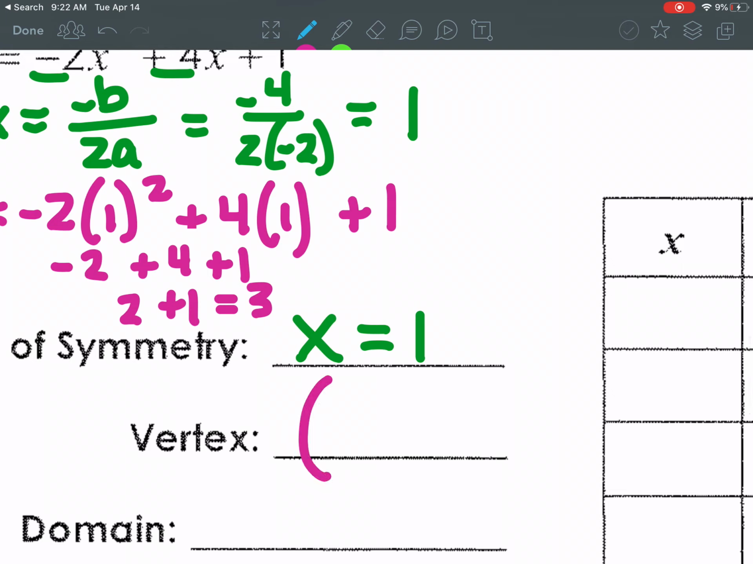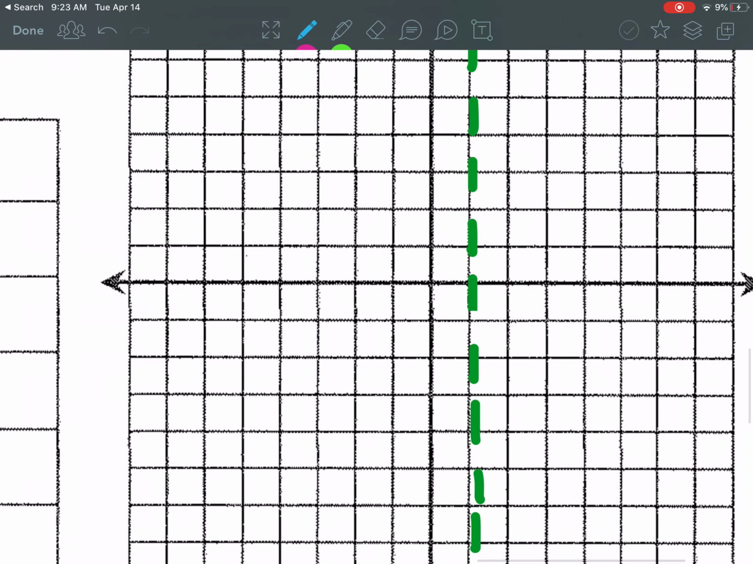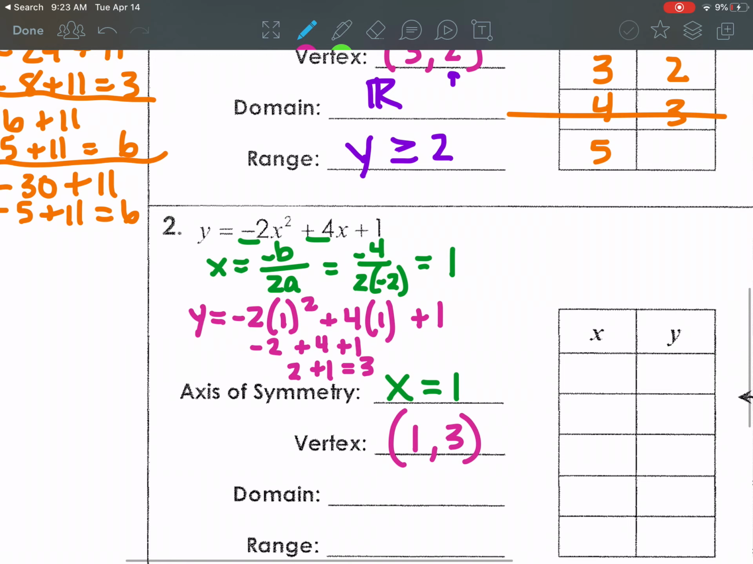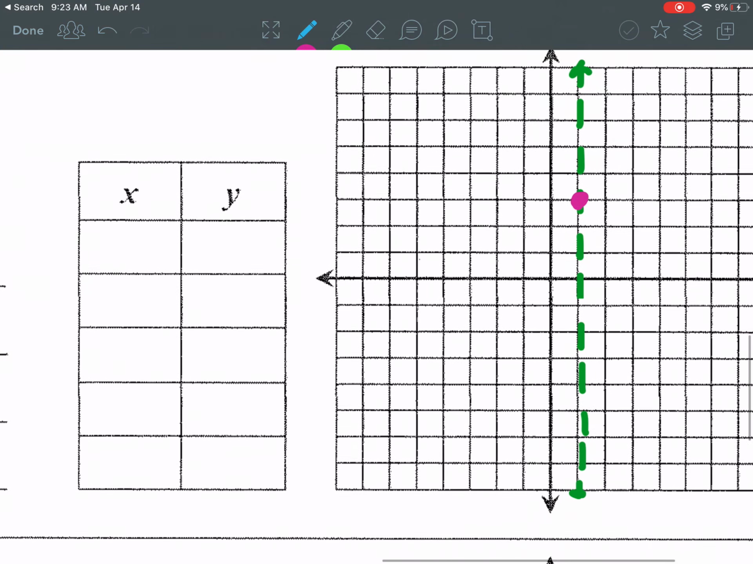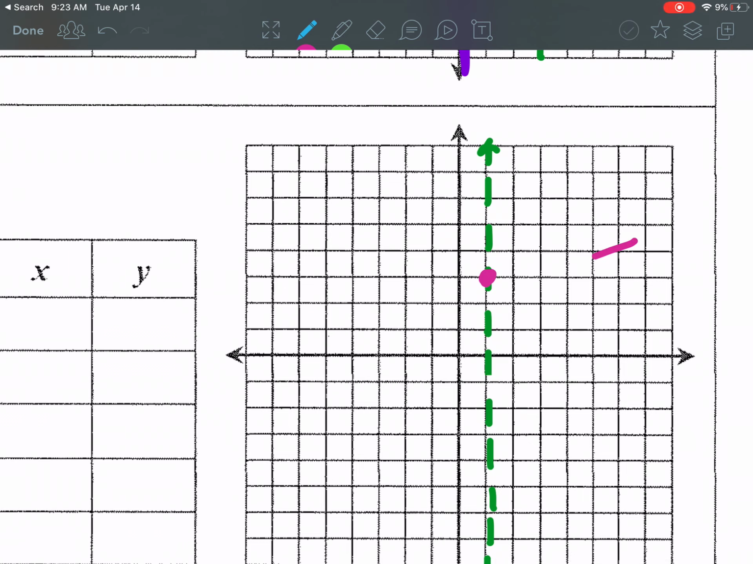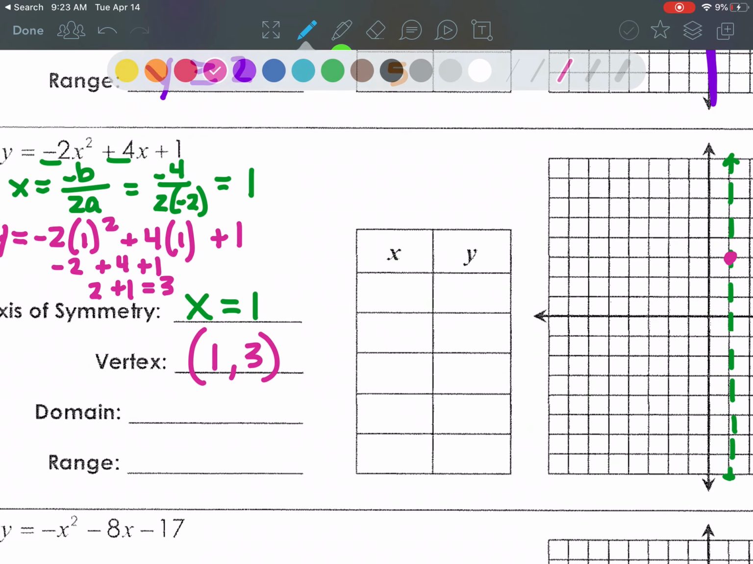So our vertex, we already have our x value is 1. And then we just found out y is 3. Sorry guys. We can come over to the graph. 1, 2, 3. Here is our vertex. Now, in this case, the a value is negative, so I know this is going to be a downward parabola, a frown. So this point, that vertex we just plotted, I already know that's my maximum point because of our a value. All right, I know all my points should be below that. If not, then I've done something wrong.